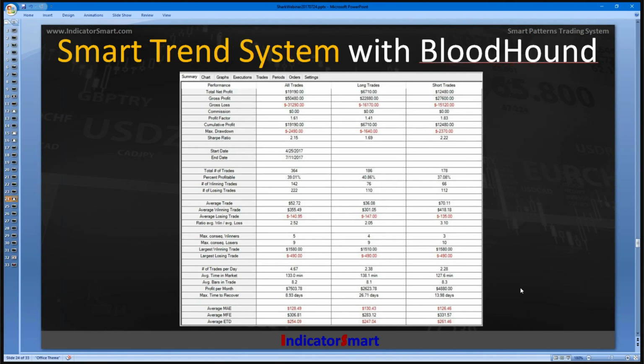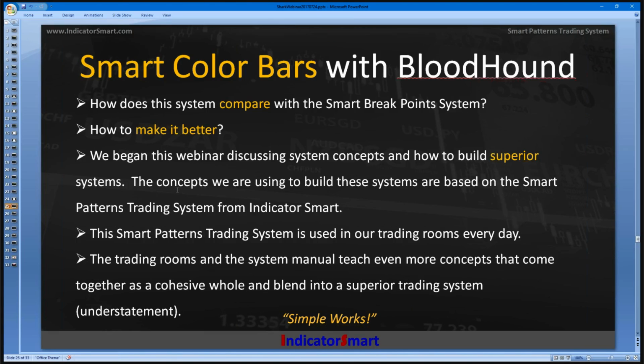So any component that I'm putting into a system, I want it to be basically tradable on its own at some level, at least in terms of the excursions that I expect to get out of it. But this is just a fantastic testing result. So how does it compare with the smart breakpoint system?